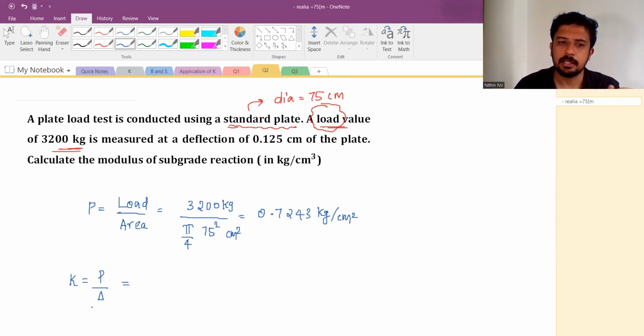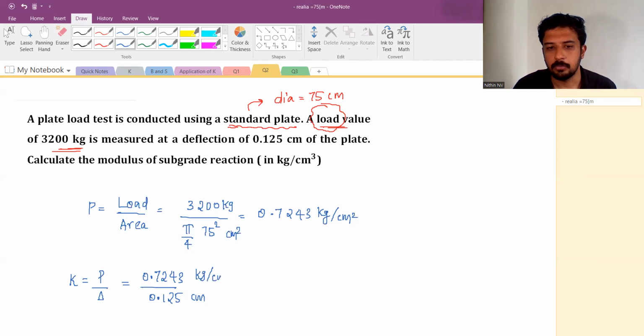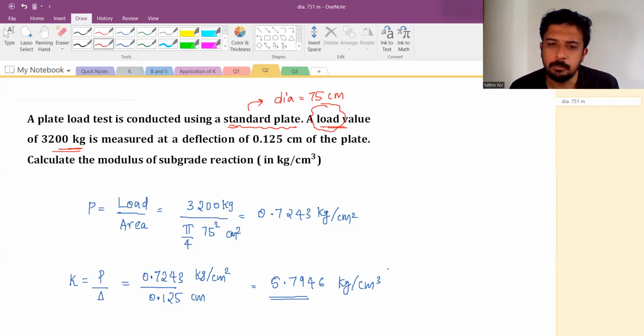Once you are getting it, directly you can divide the value by 0.125. Now why 0.125? That is the standard deflection, and it is also in centimeter. That is also important. Both should be in the same units. Now once you do this, you are going to get 5.7946 kilogram per centimeter cube. That's it. If there is any slight variation in the calculation, forgive me, you can just calculate it. Hope you are understanding the concept.